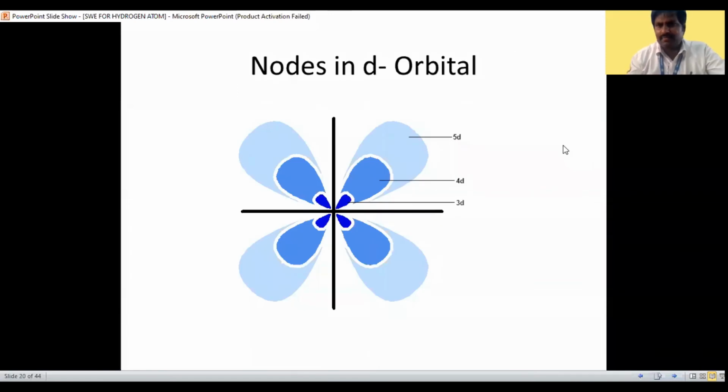Okay, similarly for the d orbital, we have 2 angular nodes or 2 angular planes. Similarly for the f orbital you will have 3 angular nodes. Okay, and from 3d to 4d you have a space, that is a node. From 4d to 5d you have a space. This is a radial node, decided by the radial wave function, and these black colored planes, or angular nodes, are decided by the angular wave function too. Okay.